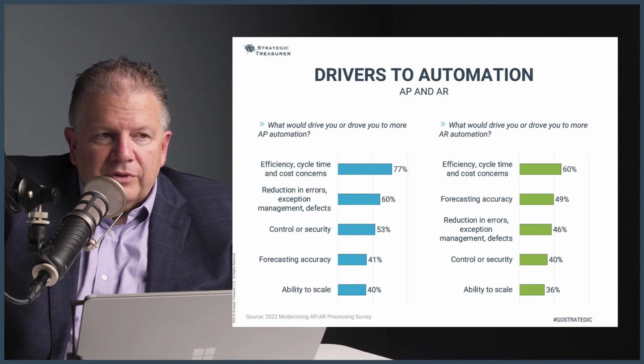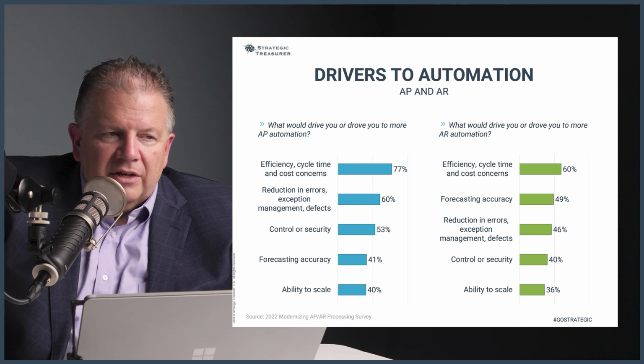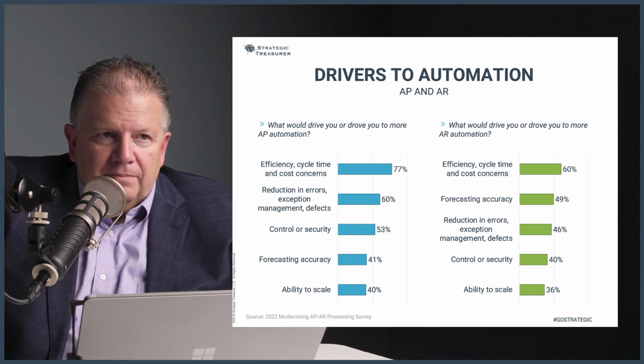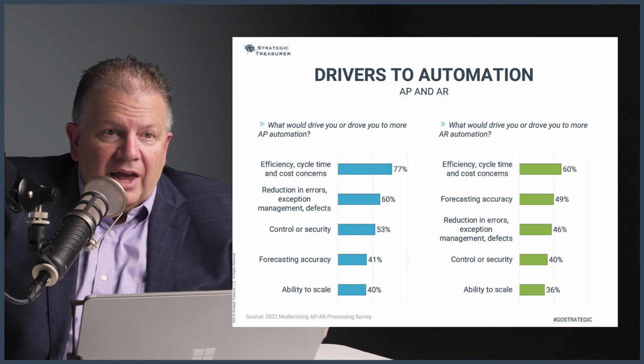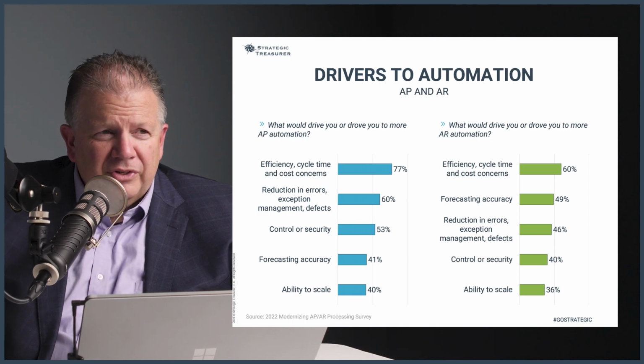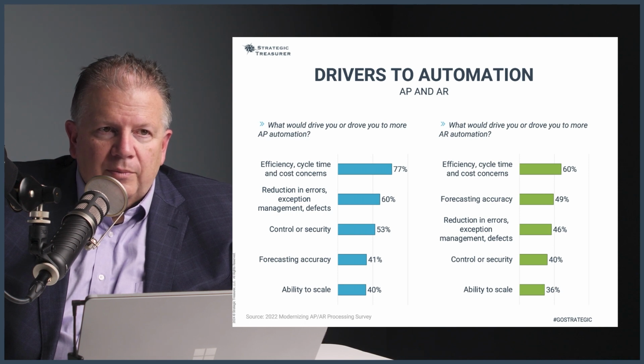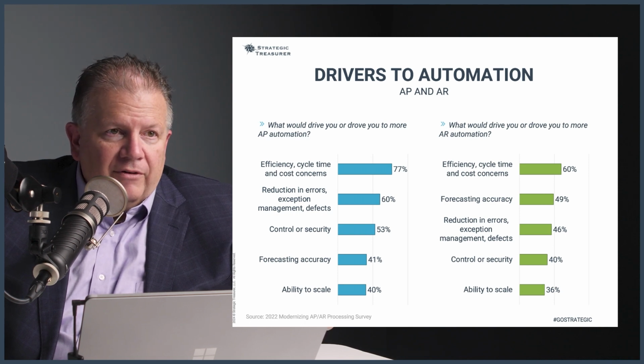It's still at 41%. Still very important. That's really the overarching theme of how important forecasting is. But that's why that might be a little bit lower than on the receipt side, where forecasting accuracy is number 2 at essentially half the population. Efficiency, cycle time, and cost concerns. That's number 1. This is number 1 almost all the time. We've got to be efficient. We want to drive costs out of the process. That's a key area of focus for both AR and AP.